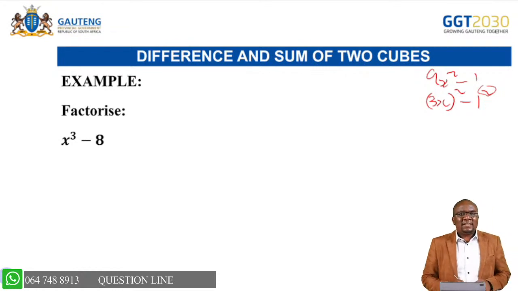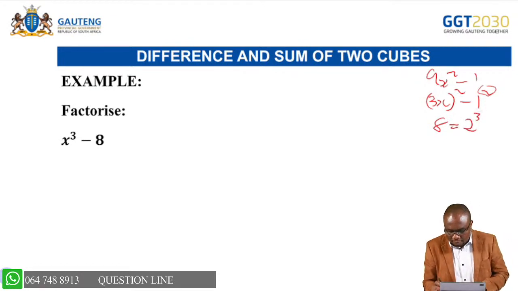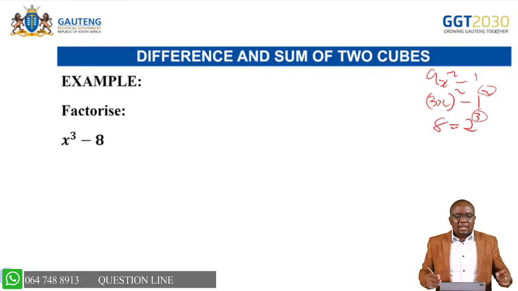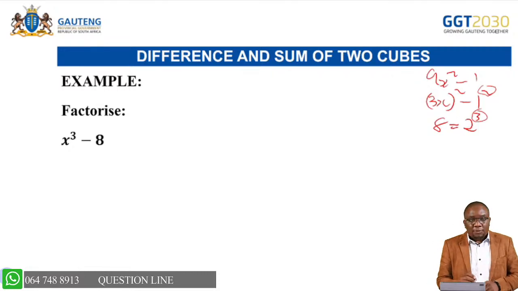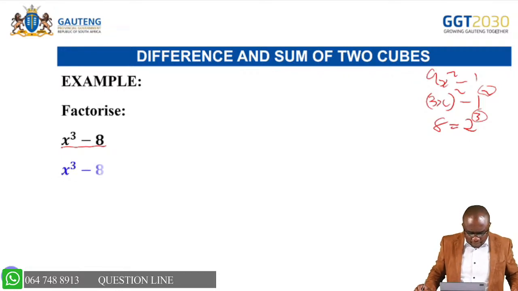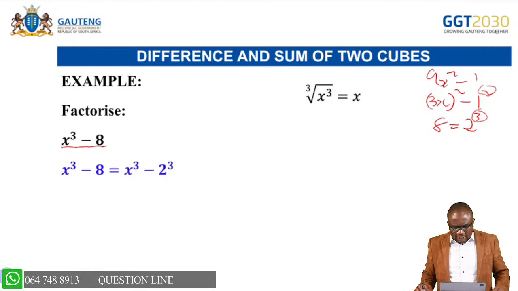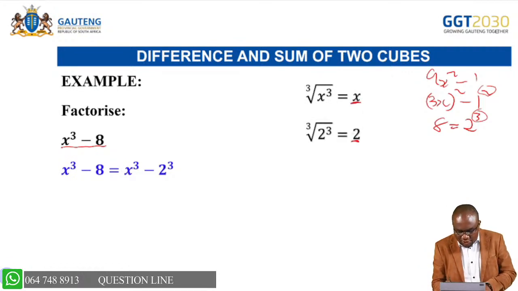So like here again, the 8. Can you write 8 as 2 cubed? Yes, we can, because 8 is a cube number. So 8 is equal to 2 cubed. That's where the 3 is coming from. That part I think is answered. So now this is the difference of 2 cubes, because 8 is a cubic number. And then we have x and 2.